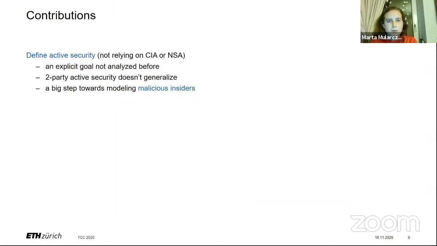This brings me to our contribution, which is first of all to give the first definition of full active security for CGKA, so we don't rely on CIA or NSA. As I said, this is an explicit goal, never considered before. It's not trivial. For example, it's not clear how to generalize the two-party active security, which we know how to define. This is roughly because in the two-party case, in case of an active impersonation, there is not much we can guarantee anymore, so it's kind of game over, while this is not true in the group setting. So we go a long way towards modeling malicious insiders, not all the way there because we oversimplify PKI.